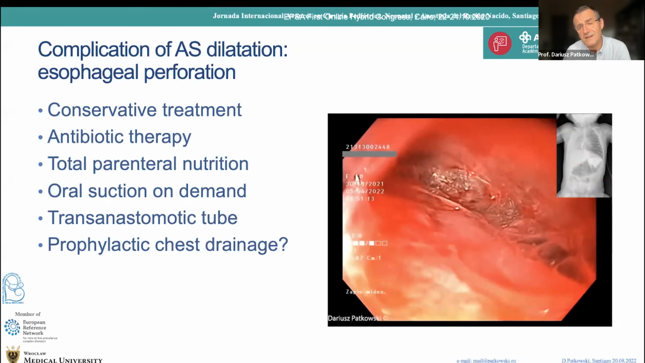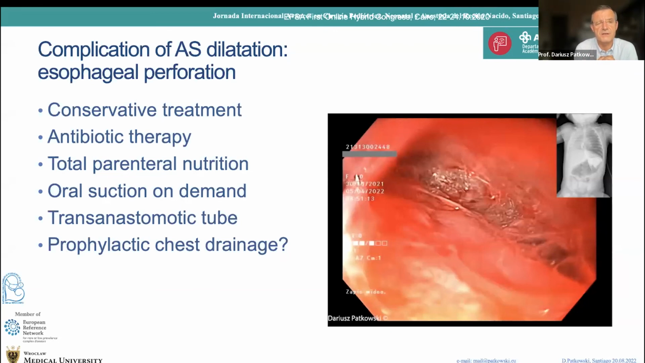This is a very interesting case of agenesis. So this is the heart. The baby had only one lung, the left lung, and we repaired the baby with a thoracoscopic approach. There was a mild stenosis, so we tried to dilate it, and unfortunately we perforated the esophagus, which was treated by a conservative approach.